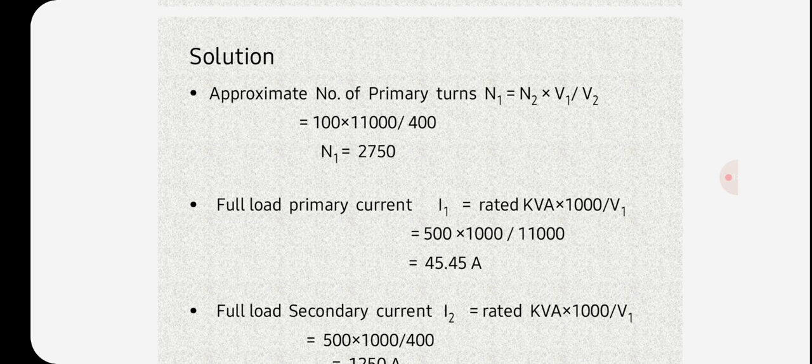So I1 is equal to, here 1 kVA is equal to 1000 into V I. So from that equation, I1 is equal to rated kVA into 1000 by V1. That is equal to 500 into 1000 by 11,000, which is equal to 45.45 amperes.